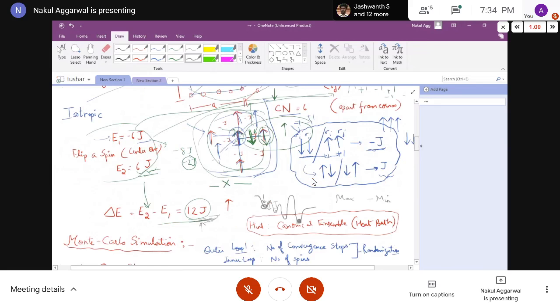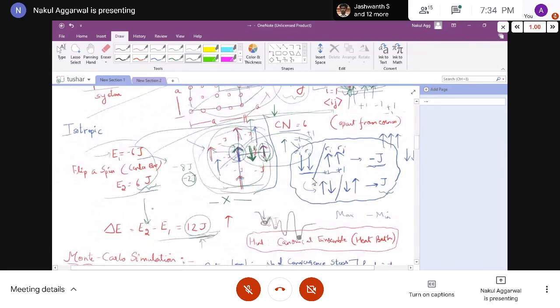I would like you to think of one question here. We see that the energy has increased from minus 6 joule. Obviously, now the energy of the system after spin flip was 6 joules. An important thing is, what is the source of this extra energy? I would like you to think about it, like where has this extra energy come from.